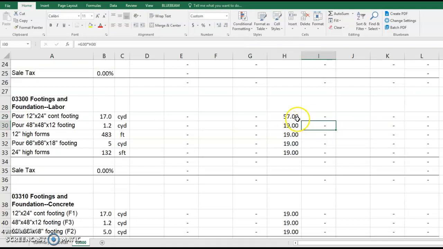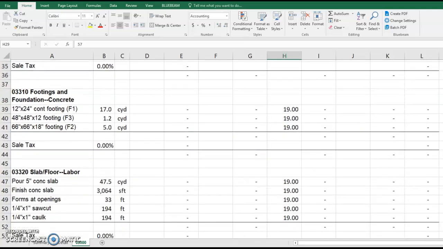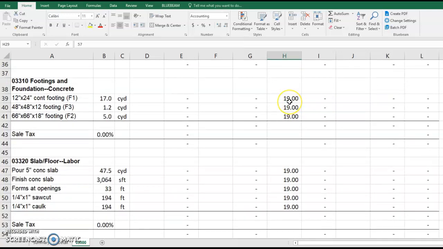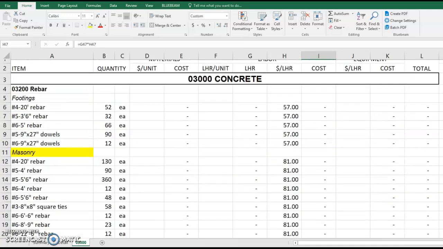And we'll get back into concrete here. So 57. And I'm going to grip onto the little box and drag this down, so that all of those boxes reflect the $57. And then foundations, footings and foundation concrete, the same thing, 57. I want to grip on this and drag it down so that we change all of those boxes. 57, grip and drag, and we've got those changed out. So I've got my rates correct right now.